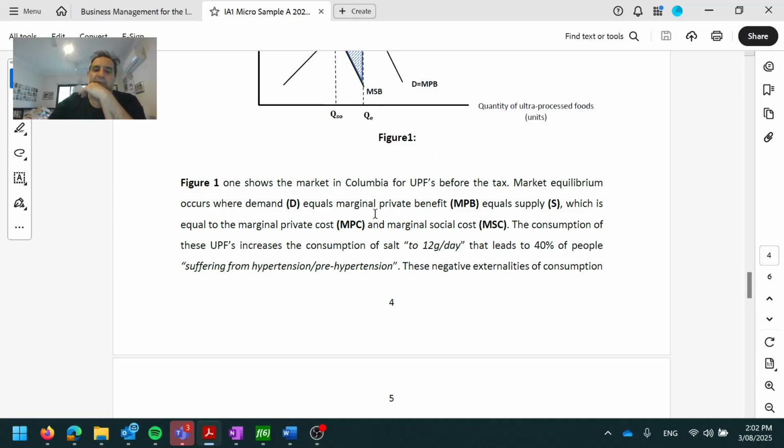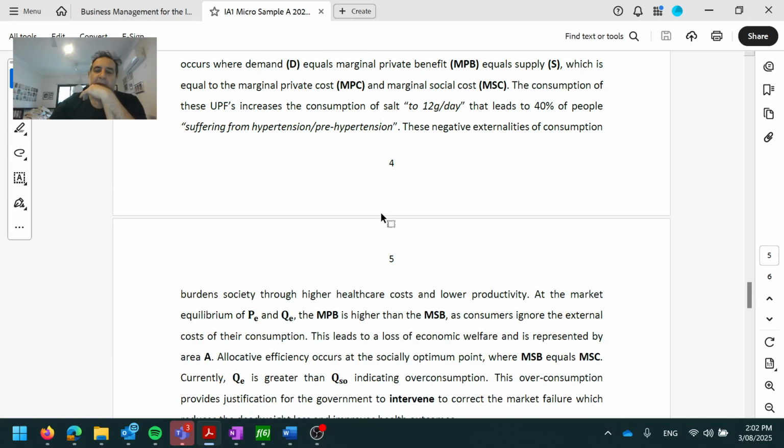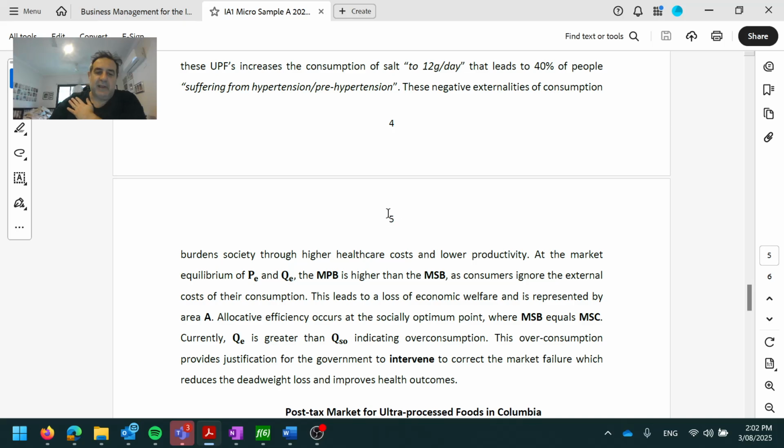So you can read through that. We'll just scroll into page 5. Okay, so negative externalities burden society through higher healthcare costs and lower productivity. All right, so at the equilibrium, there's a clear discussion that the MPB is greater than the MSB. And what I like about this is this phrase here. Okay, as consumers ignore the external cost of the consumption. I think that's really important to say.